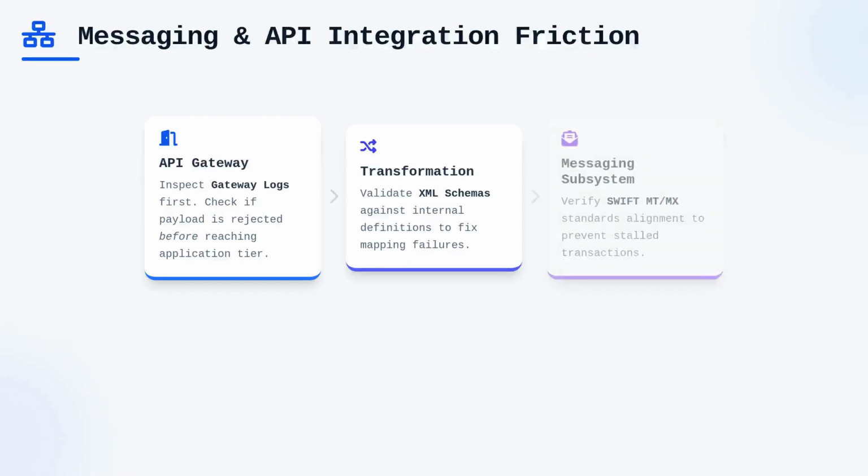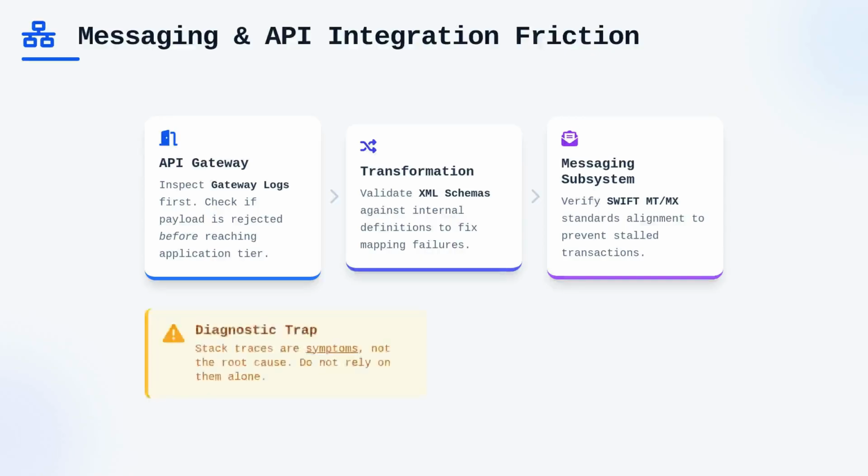If the payload arrives but processing halts, the issue moves to the transformation service where XML schemas are validated against the internal definitions. Misconfiguration of the messaging subsystem, such as a mismatch between the expected SwiftMT or MX standards and the configured interface, will often lead to stalled transactions.